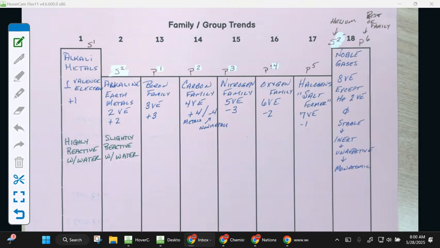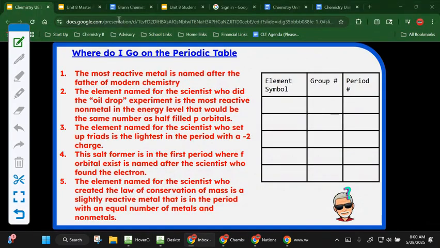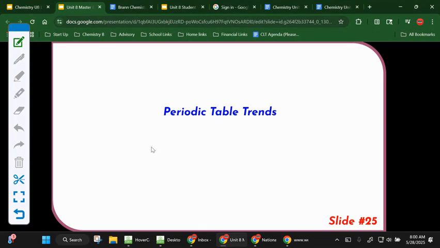Okay. Anyone need more time with this? All right. Keep these handy because we're going to fill in a bunch of stuff on them today. So we are going to talk about trends of the periodic table, ladies and gentlemen. Patterns, things that we will ask you clues about.